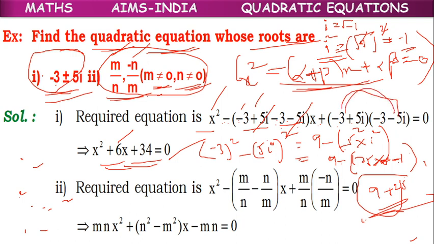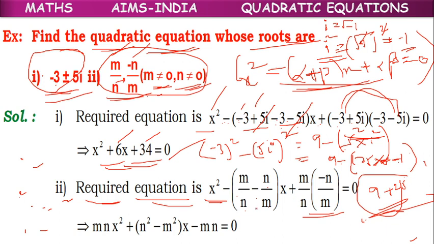If you multiply these two, the imaginary number will get cancelled. We will get a rational number. Next, second one, the required equation is x square minus sum of the roots, m by n minus n by m, into x plus product of the roots.